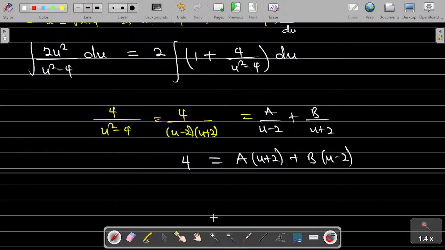Beautiful. So to get our A now, we can substitute u as 2 to eliminate B. And if we do that, we will get 4 is equal to 4A.